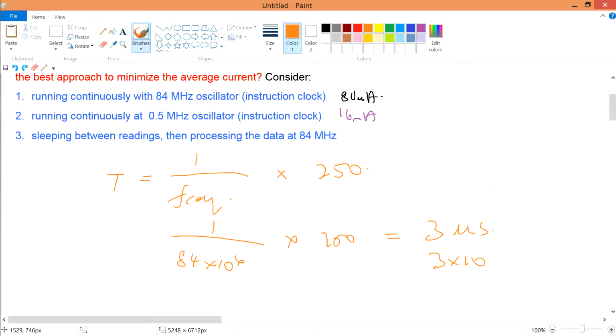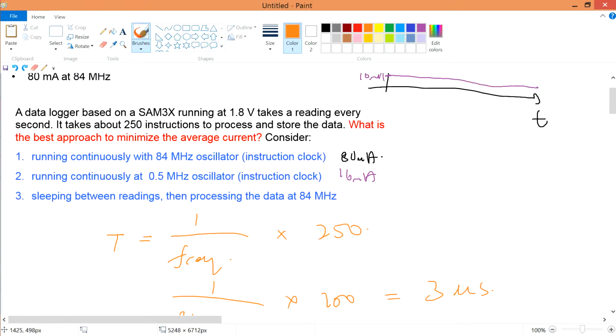Or you can also say that it's 3 times 10 to the negative 3 millisecond. It's really small. 1 second is how much? 1 second is 1000 millisecond. So comparatively you can see the level of negligibleness.